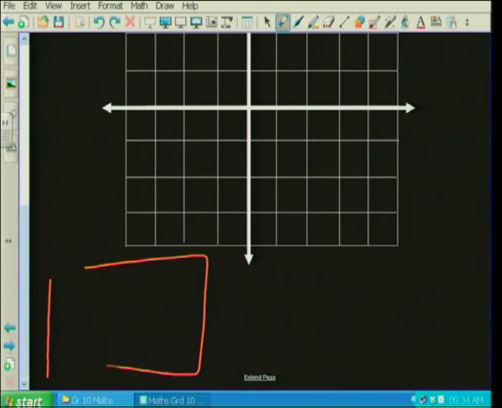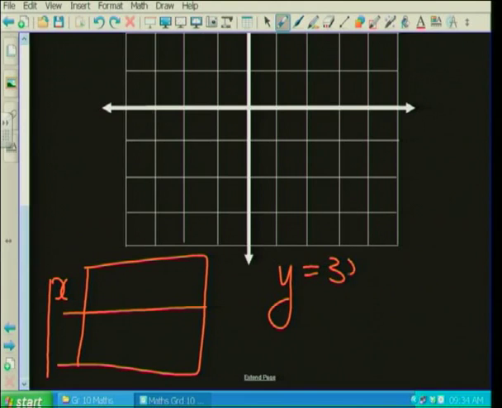values for x. You can draw a table, and my equation is y is equal to 3x. So let's start with x equal to negative 2. If x is minus 2, then the corresponding y value will be negative 6. And let's take a positive value as well. If x is 2, the y value will be positive 6.